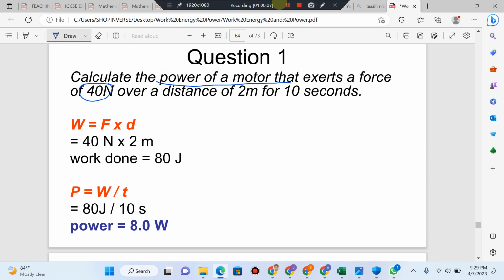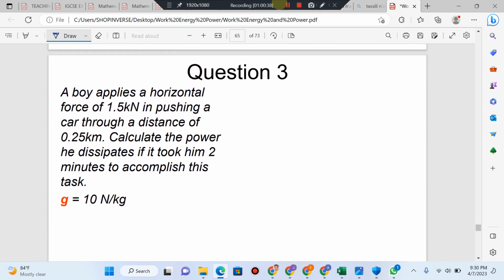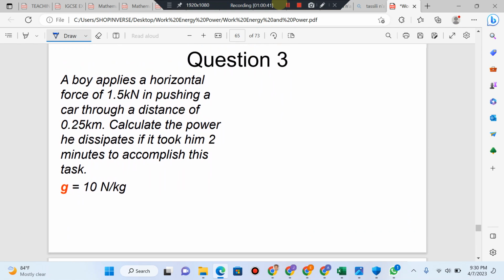This is an example. Calculate the power of a motor that exerts a force of 40 Newton over a distance of 2 meters for 10 seconds. What's the first thing you do? You calculate the work by multiplying force by distance. When you multiply force by distance, you get 80 joules. Then you use the formula for power. Power is work divided by time. So you divide this 80 joules by the 10 seconds. 80 divided by 10, you get 8.0 watts. Easy, right? Very easy.